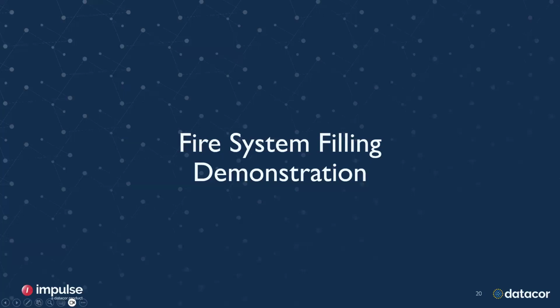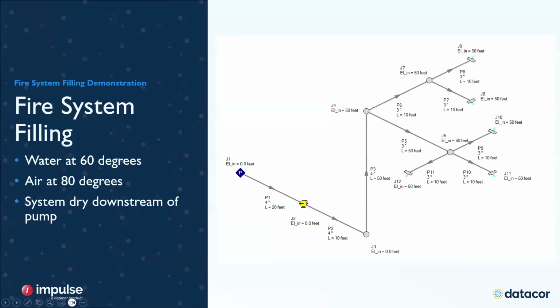So this next example is for system filling on startup for a firewater system. So this is meant to model the filling of a system that's initially dry. And it might be helpful to grab a screenshot of the dimensions on the right before we switch back to impulse. I'll give you a moment to do that.